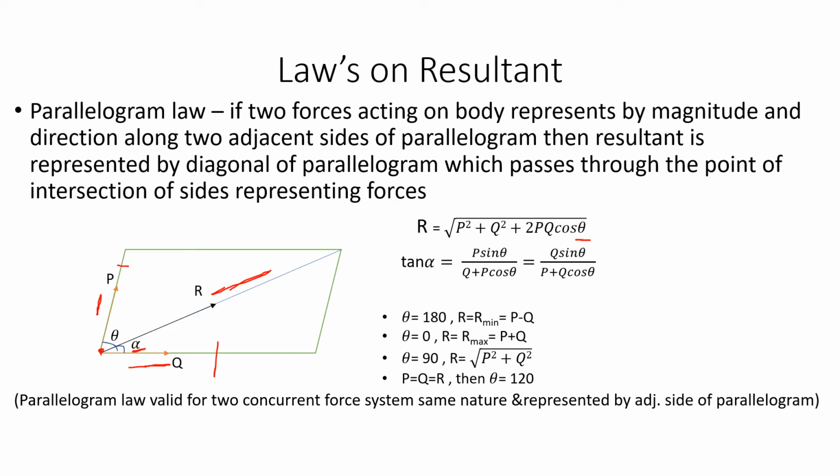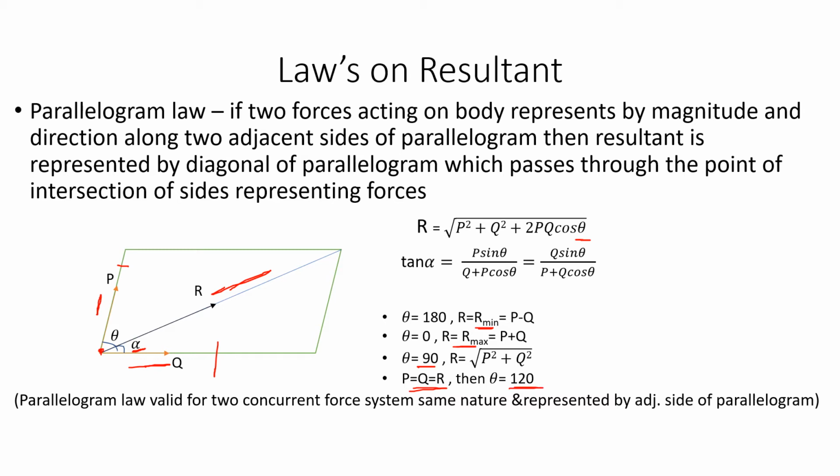Let us see some tricks or some standard cases in the law of parallelogram. First one is for various thetas. If theta is equal to 180 degrees, then our resultant will be minimum, that is P minus Q. If theta is 0 degrees, then our resultant is maximum, R is equal to R max, that is the summation of the two forces, P plus Q. If theta is orthogonal, or 90 degrees, then R is equal to root of P square plus Q square. If our two forces and the resultant are equal, then theta is equal to 120 degrees.